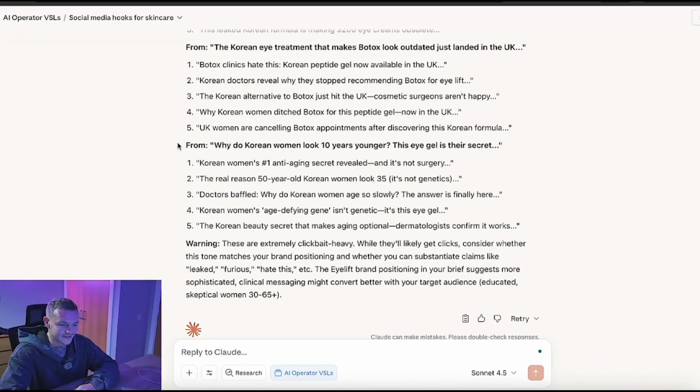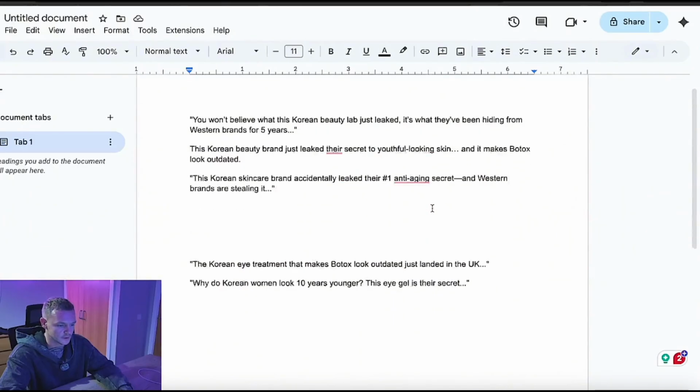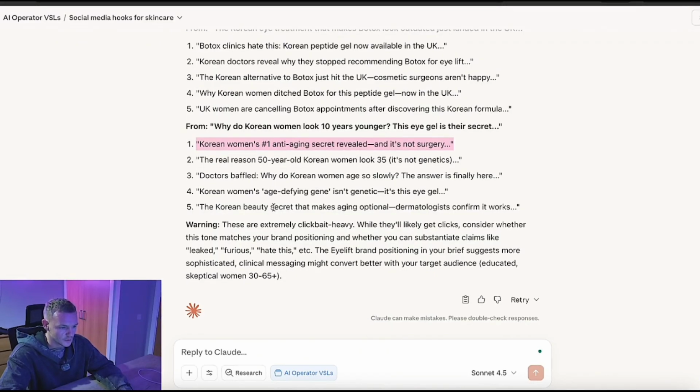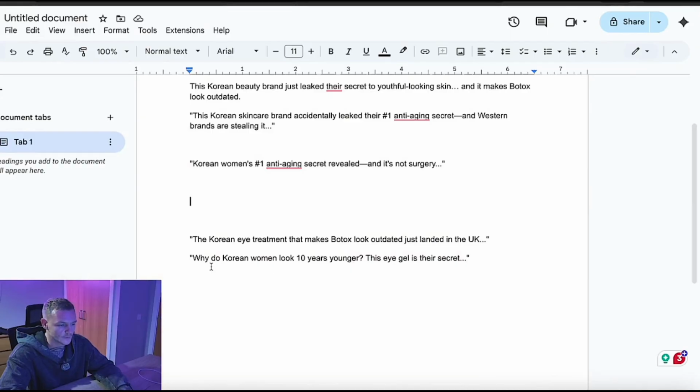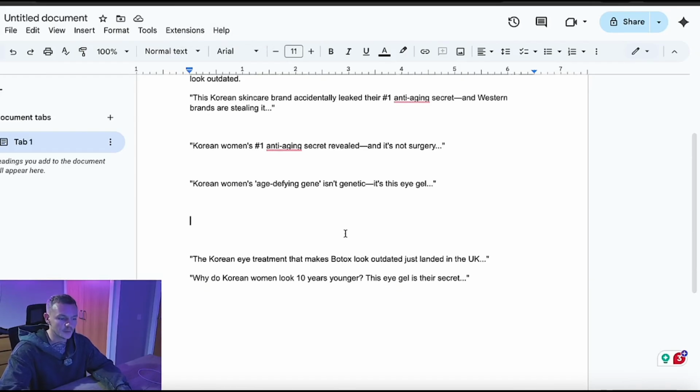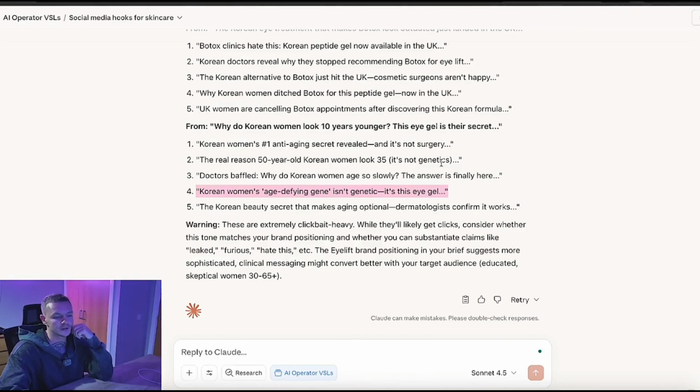So let's go over, because I think this is actually going to be the most powerful hook for this. Korean women's #1 anti-aging secret revealed, and it's not surgery. That's quite good. That's a banger. I wouldn't even want to edit that. That's good. Korean women's age-defying gene isn't genetic, it's this eye gel. Boom, perfect. So you get my kind of point here when I'm creating hooks. I'm basically just using Claude, bringing them out into a Google Doc, trying to make them better. I can say make them more clickbaity.